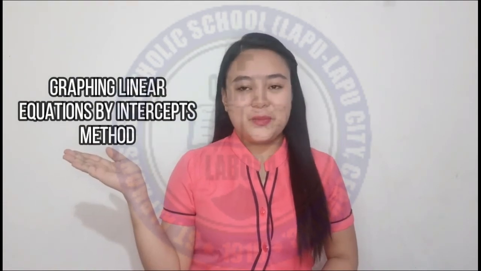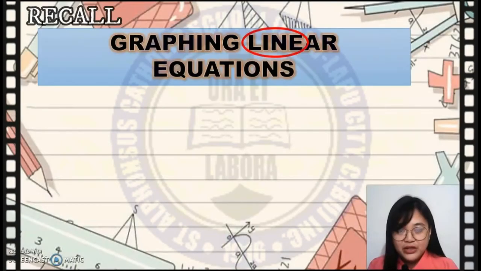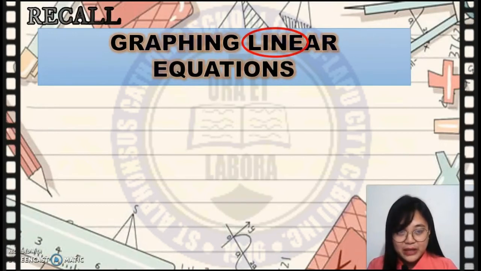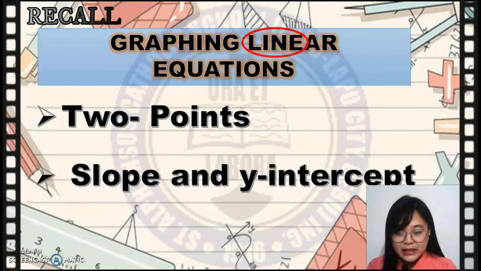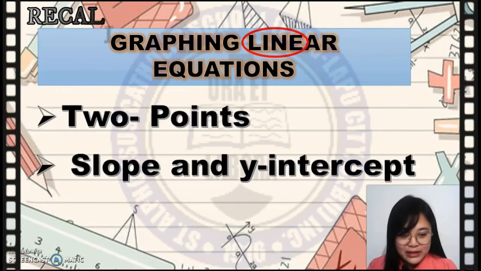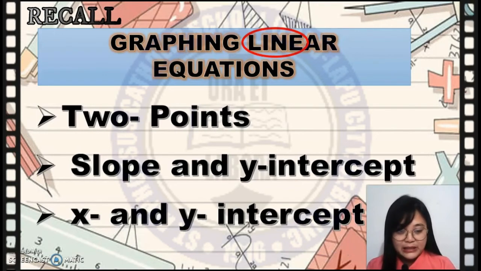Today, class, we're going to discuss the last but not the least method of graphing linear equations, and that is graphing linear equations by the intercepts method. Last week, class, we discussed the first 2 methods, and we're going to take a look back at last week's discussion. So graphing linear equations, class, has 3 methods. You could graph a linear equation using 2 points, using slope and y-intercept, and using x and y-intercepts.